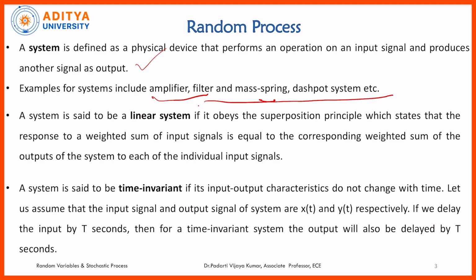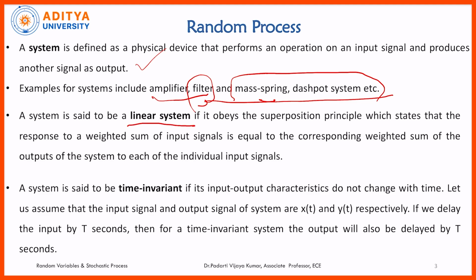Filter: we know the filter will filter out some frequencies. When it comes to a low pass filter, you give a random signal, it will allow only the low frequency band and stop the high frequency band of signals. So, simply a filter will filter out the frequency components. Mass spring system, dashboard system, so many systems. Any system which will process the input signal and generate an output signal, we call it a system.